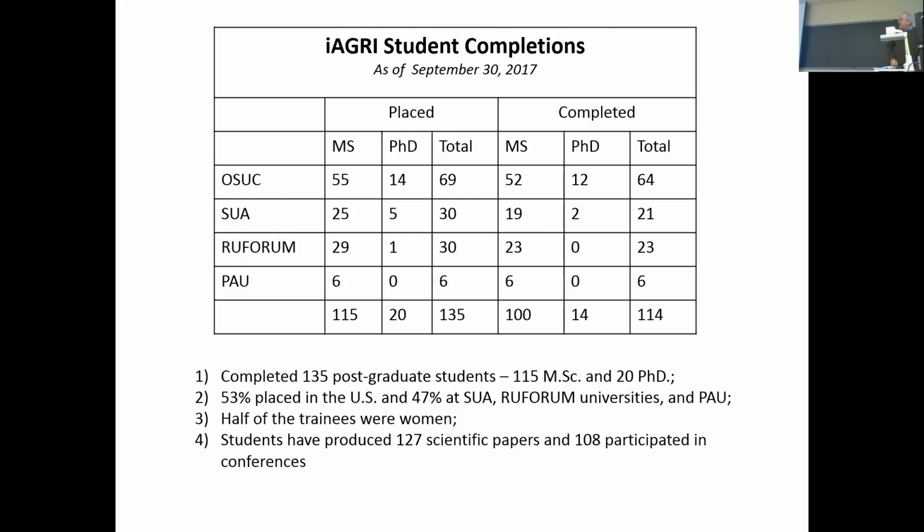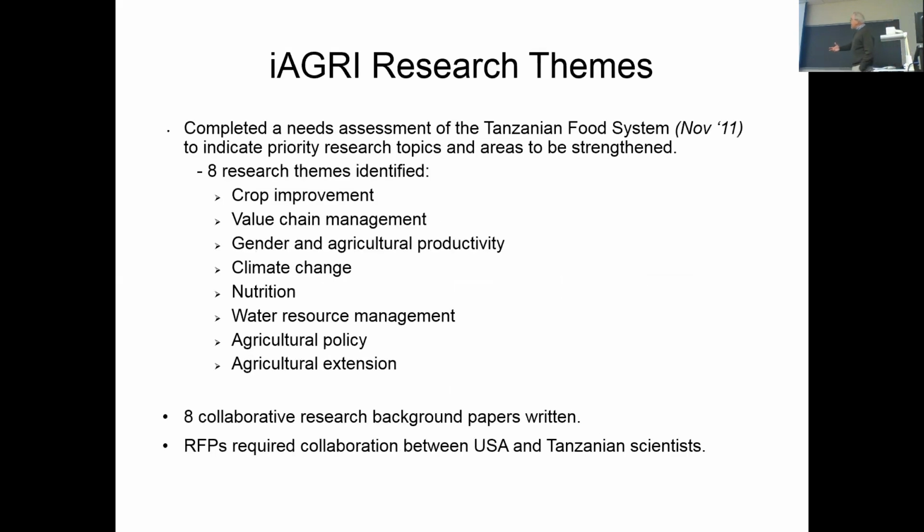We did the collaborative research. We started off our collaborative research effort by doing this assessment of the Tanzanian food system. From that assessment, we developed our research themes. And we went through this collaborative process where we released RFPs, requests for proposals, to people at our five U.S. university partners and also Sokoine. So you had to have a partner from Sokoine, you had to have a partner from one of the U.S. universities to be competitive for one of these, to receive one of these research grants.